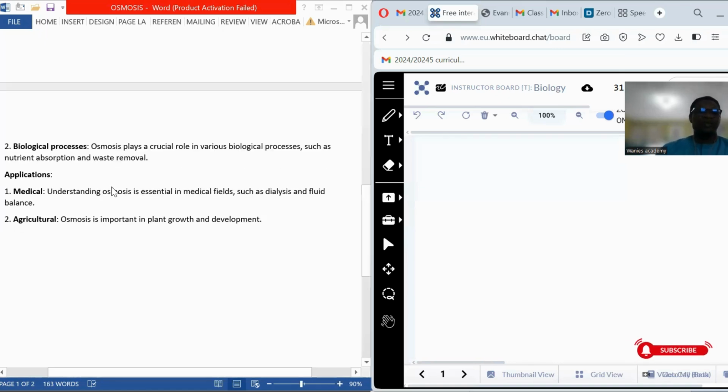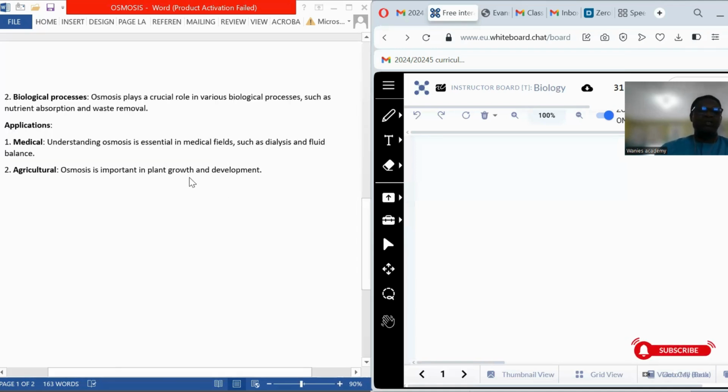Osmosis is applied in the medical field to carry out dialysis. Dialysis is a process carried out for patients with kidney problems. So the dialysis machine will act like a kidney to filter the blood, removing nitrogenous waste. It is also used in agriculture for plant growth and development.